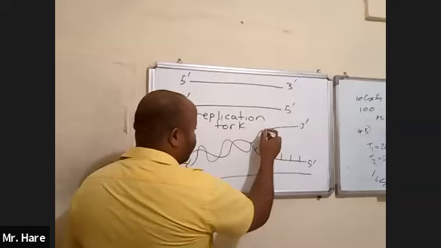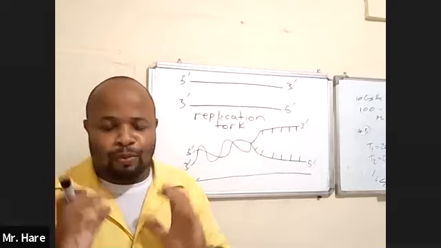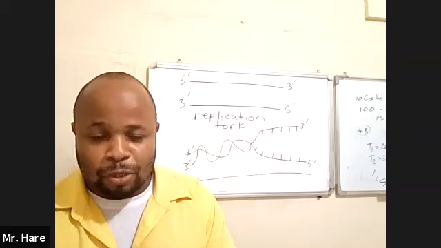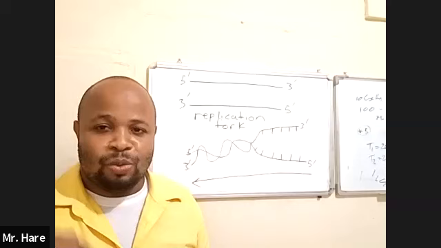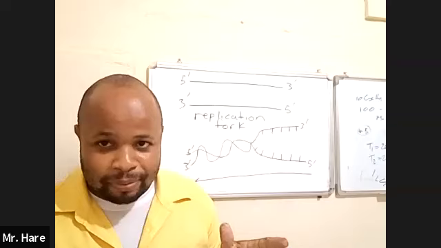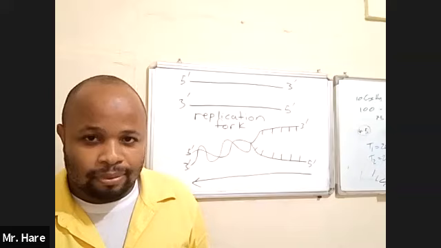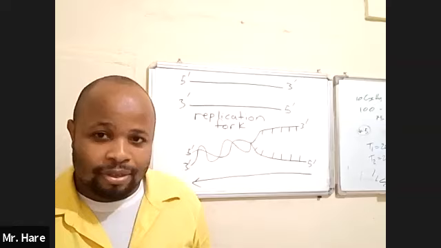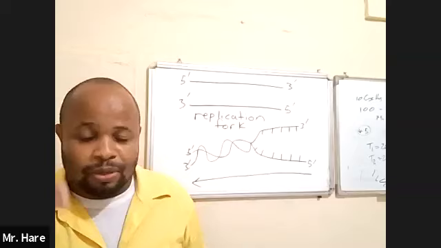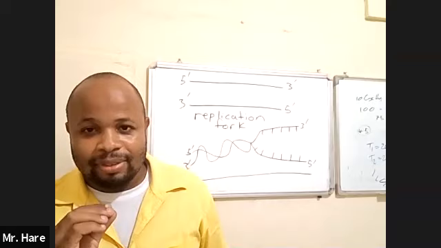Now, question before we continue. What you must not get confused with is the direction of the leading strand and the direction in which DNA is made, because both of them will sound 5 to 3. So the leading strand runs 5 to 3. In what direction is DNA made? 3 to 5. DNA is made 5 to 3. Sir, the leading strand would be from 3 prime to 5 prime, but DNA is made from 5 prime to 3 prime.